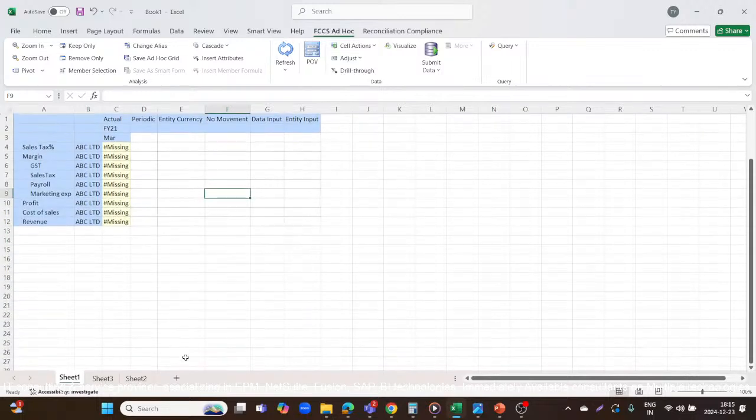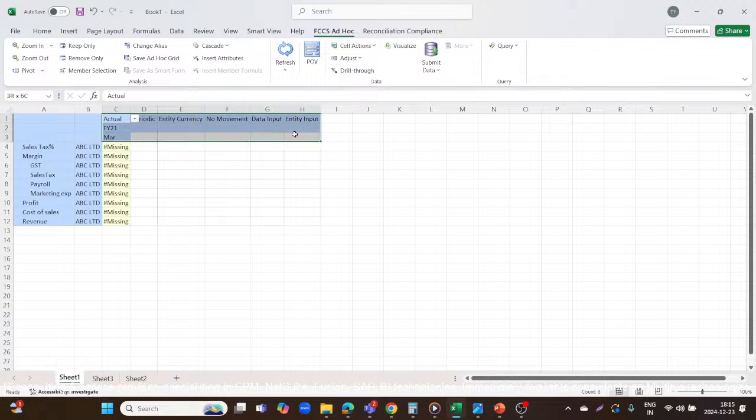Yeah, I have also set the smart view, using all the same dimensions. My scenario is actual, period I have used as March, year is FY21, view is periodic, currency I have used as entity currency, movement as no movement, data source as data input, consolidation as entity input. This is my entity, that is ABC Limited.